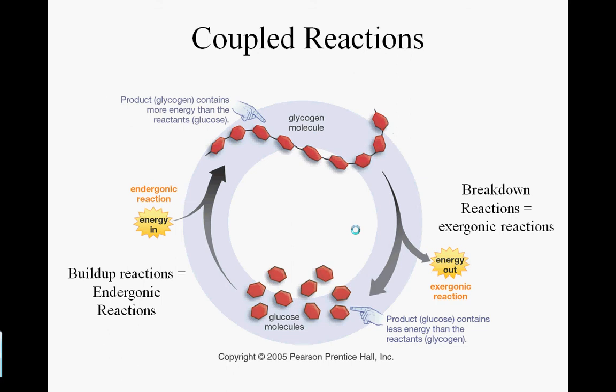Coupled reactions. Well, coupled reactions just occur when an exergonic reaction powers an endergonic reaction. The example given right here is glycogen, which, if you remember correctly from your chart from chapter 3, I believe, is a polysaccharide. It's nothing more than a long chain of glucose molecules. When glycogen is breaking down into its separate glucose molecules, it releases energy.